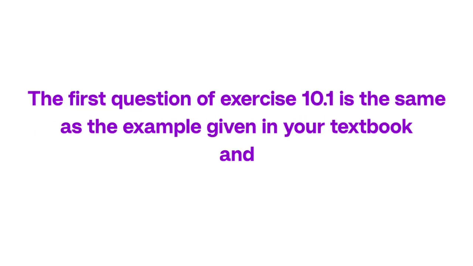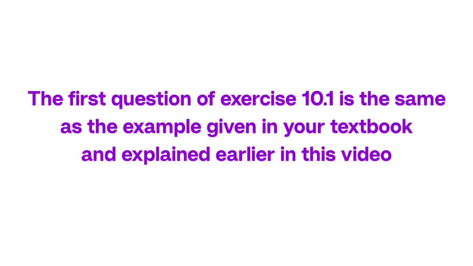The first question of exercise 10.1 is the same as the example given in your textbook and explained earlier in this video. That means the idea of equal alternate angles. You can also make use of the idea of equal corresponding angles explained just now.